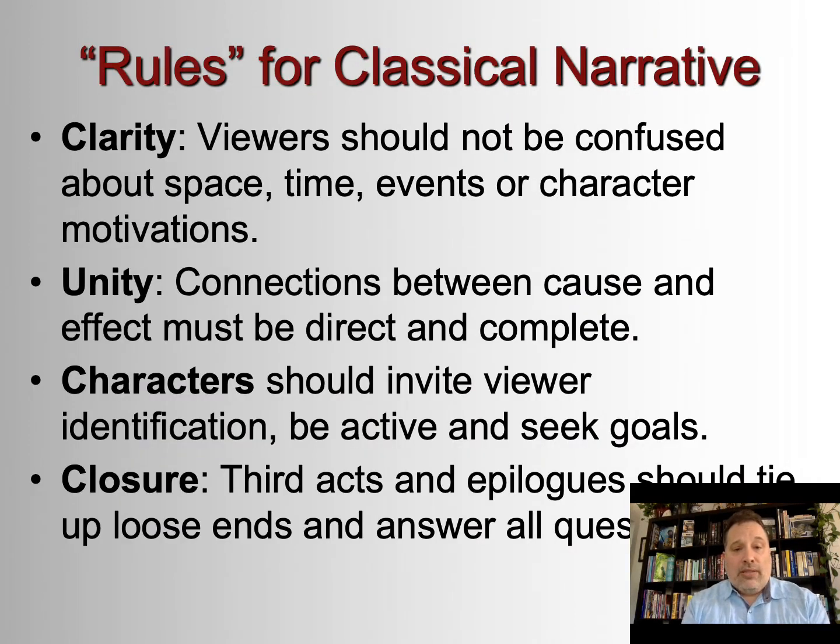So, what are some basic rules? We talked about some basic rules and elements of storytelling in general in the last lecture. What are some basic rules for classical narrative? Well, first and foremost, classical narratives need to be clear. They need to feature clarity. And that basically means that viewers should not be confused about space, time, events, or character motivations. We need to understand what's happening and why people are doing what they're doing.